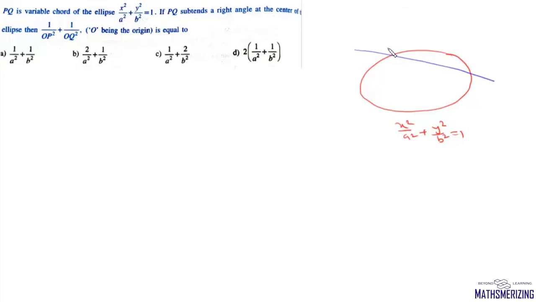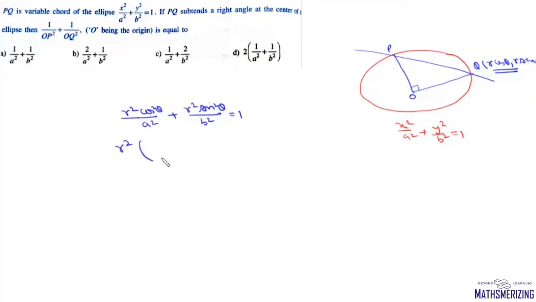We have a variable chord PQ which subtends a right angle at the center. Let us choose any point on this ellipse, in terms of polar coordinates, as r cos theta and r sin theta. Now this point will lie on this ellipse. Then we can write r square cos square theta upon a square plus r square sin square theta upon b square, and it is equal to 1.